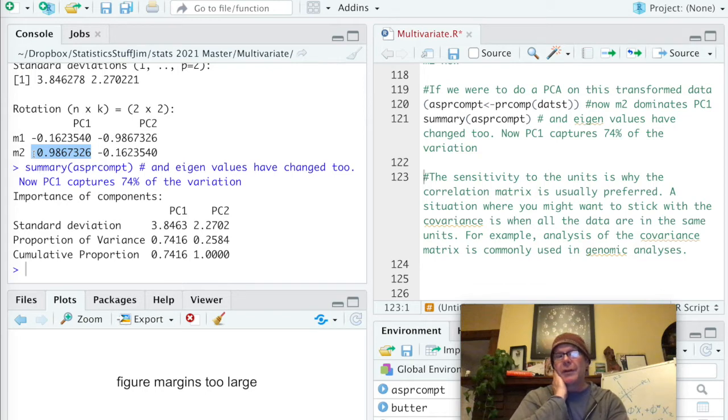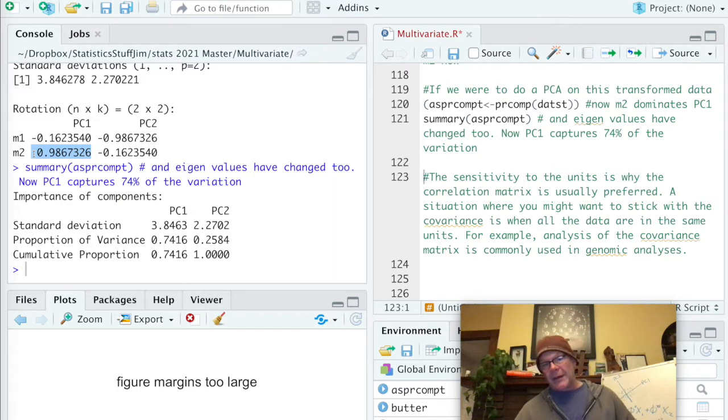So usually what people want to do is they want to do a principal components analysis on the correlation matrix. Reminding ourselves again that the correlation is just simply the standardized covariance. It's the covariance of Z-transform data. And that'll put everything into the same units because it'll be in units of standard deviations. And so we won't have to worry about the problem of units.